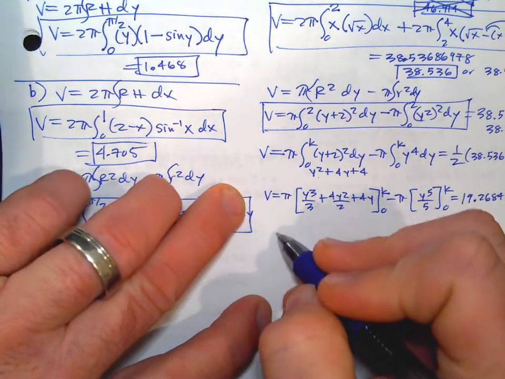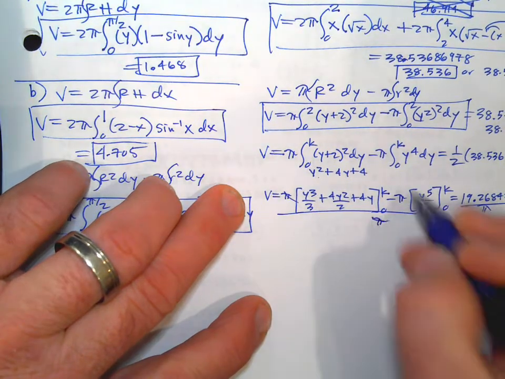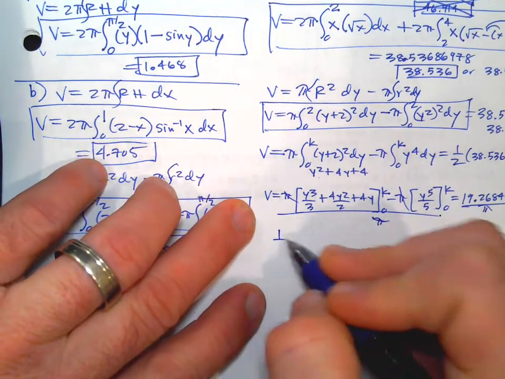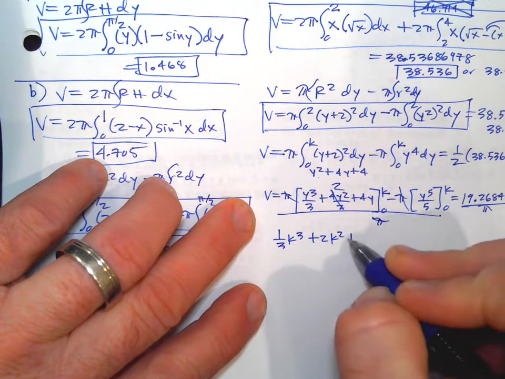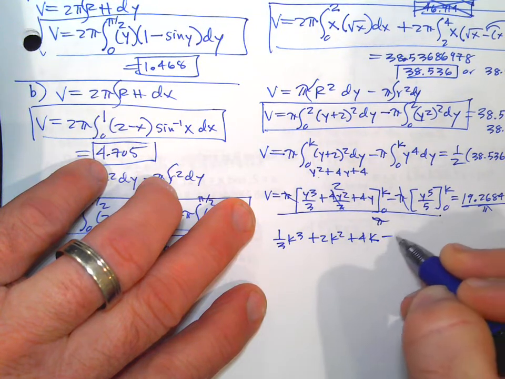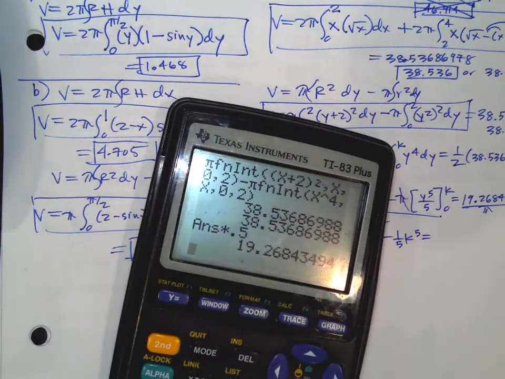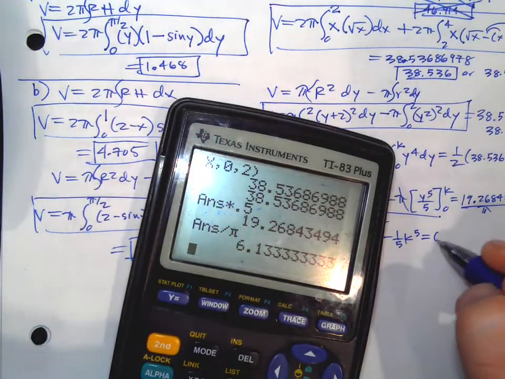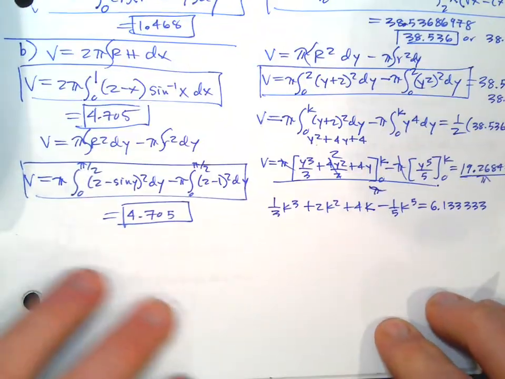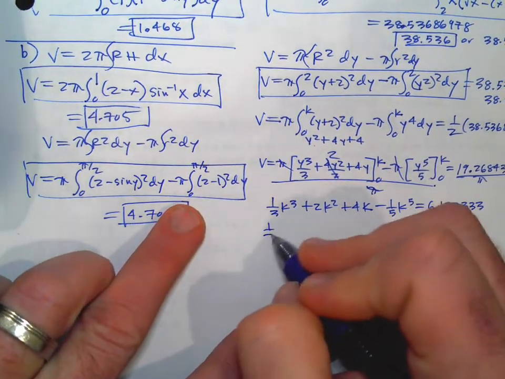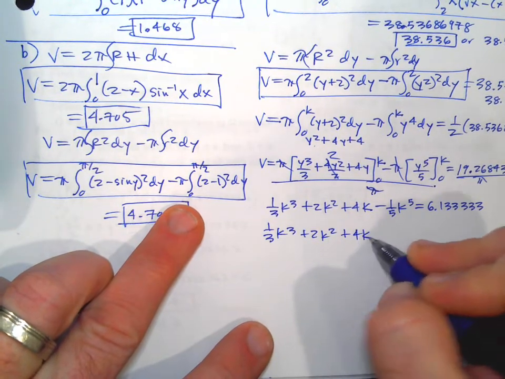So I think I'm going to divide a pi out of both sides. Plug the k in, so we get 1/3 k to the third plus 2k squared plus 4k minus 1/5 k to the fifth equals 6.133333. And so now we want to solve this equation on our calculator. So we want to move everything on one side equals 0. There's no way you're solving this by hand, right?